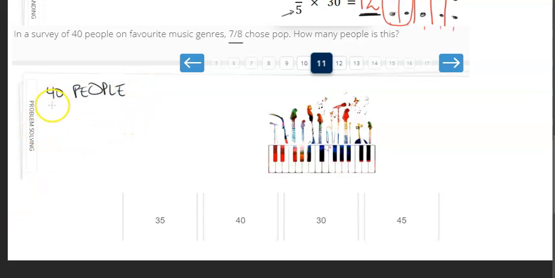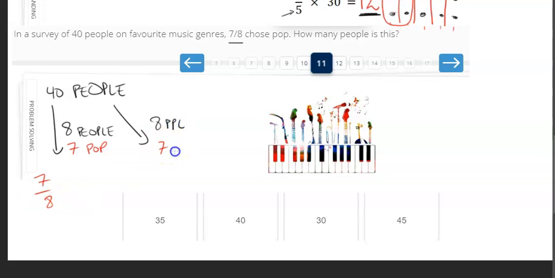if you were to grab 8 of them, so 8 people, of those 8 people, 7 of them liked pop, hence the fraction 7/8. So 8 people get taken out, and from those 8 people, 7 of them like pop. And then you do this again. From the 8 people, 7 of them like pop. So you take another 8, and then 7/8 of them like pop. And then you keep doing this until we run out of people to take a chunk of 8 from.